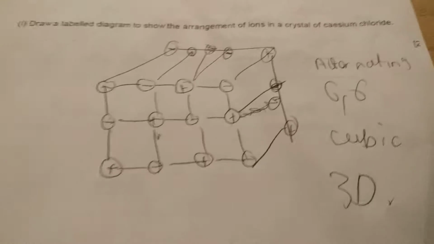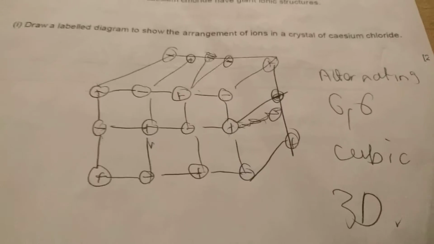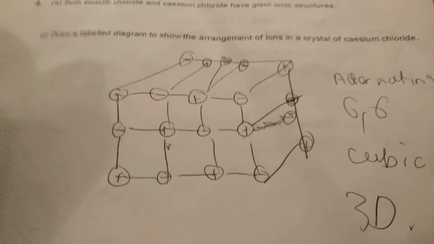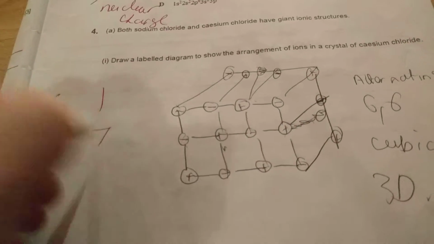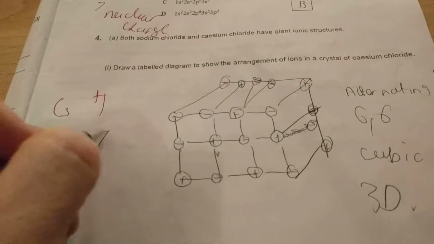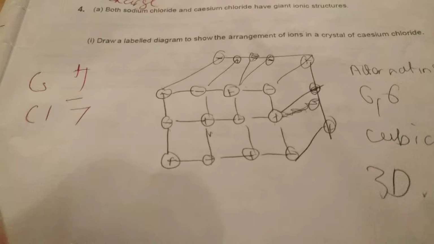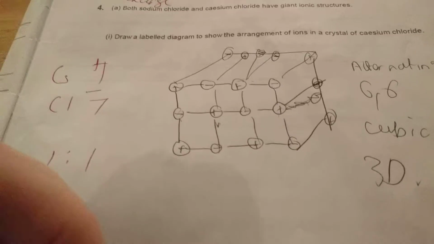Okay, so in question 4 it's asking you to draw the arrangement of ions in the crystal of cesium chloride. Well, you know that cesium's in group 1, chloride's in group 7, so therefore cesium needs to lose 1 electron to get an empty outer shell, chlorine needs to gain an electron to get a full outer shell, so therefore the ratio is 1 to 1.